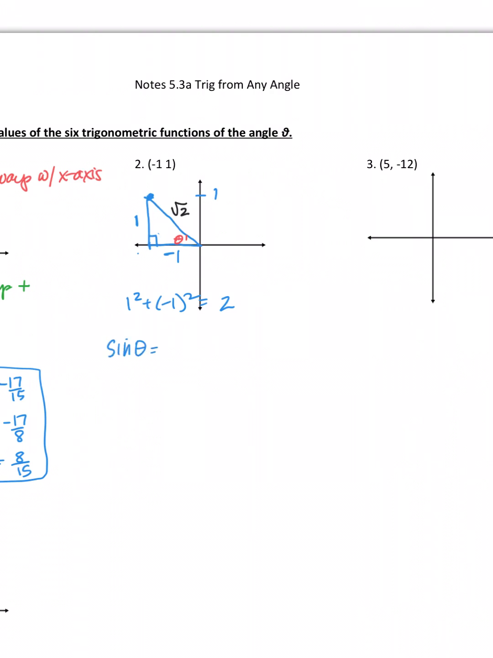This theta would be, okay, opposite would be 1 over the square root of 2. Now I do have to rationalize that. So it's square root of 2 over square root of 2 would give me the square root of 2 over 2. The cosine of theta is adjacent over hypotenuse. Again, we have to rationalize. So I have negative square root of 2 over 2.